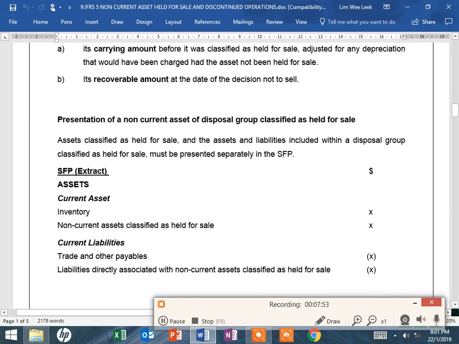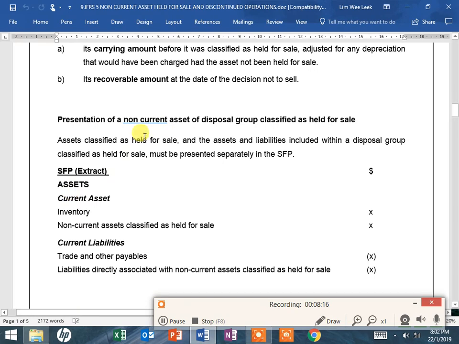Non-current asset held for sale. Okay, a non-current asset is PPE. And held for sale means we have the intention to sell. If we meet the criteria, this non-current asset will be classified under current assets because we plan to sell. We're going to sell it within 12 months. So from non-current, we classify it as current. If we meet the criteria, we must do that.